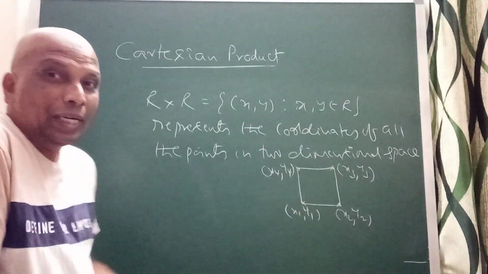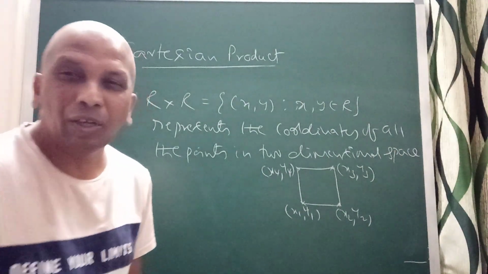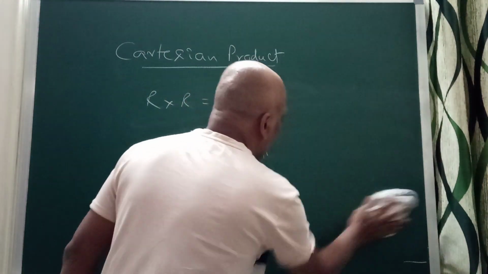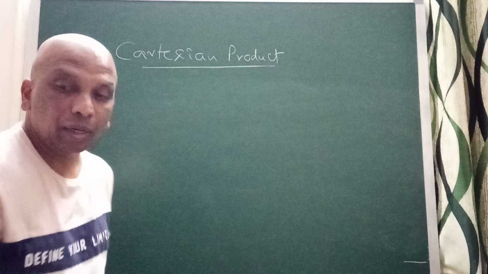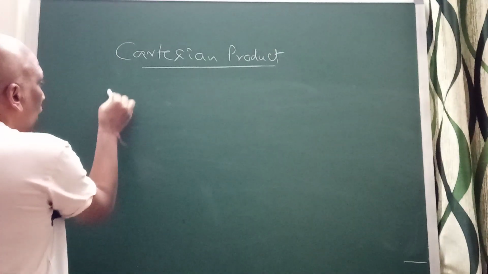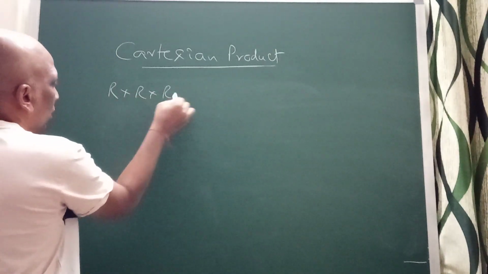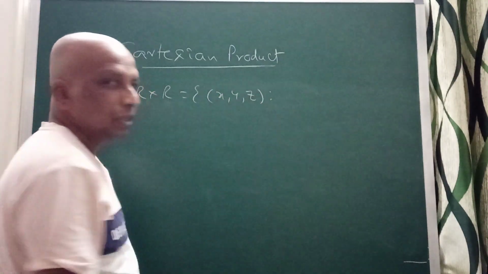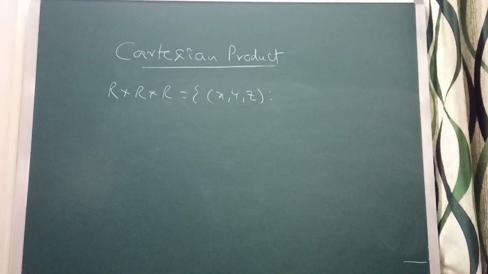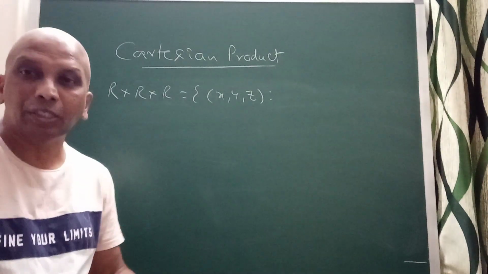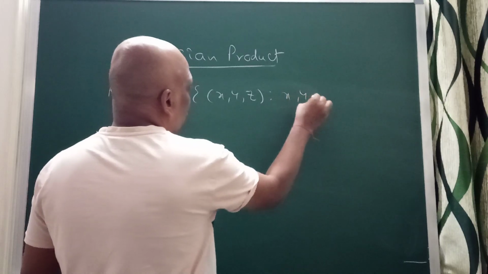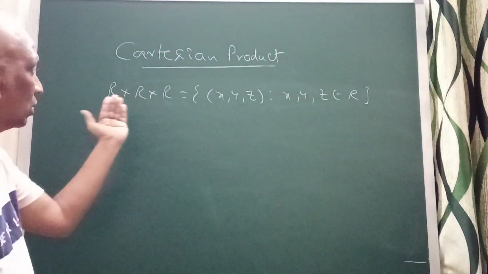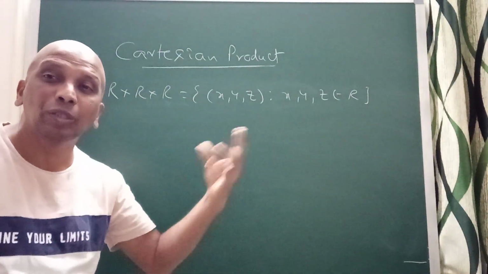When I am talking about three-dimensional space, what is the notation? Three-dimensional space I can represent as R cross R cross R. I can write the set of ordered triples x, y, z such that x, y, z belong to R, where R is the set of real numbers. I have taken the Cartesian product among these three.